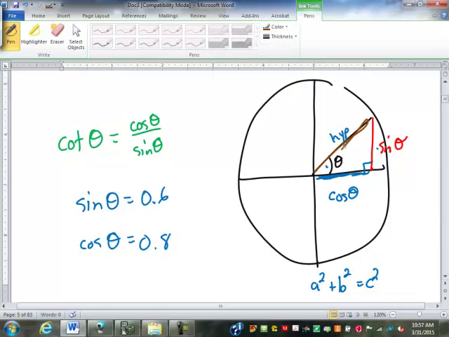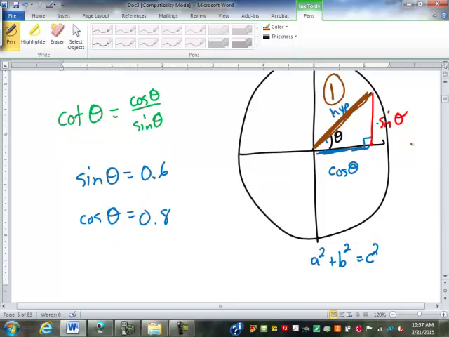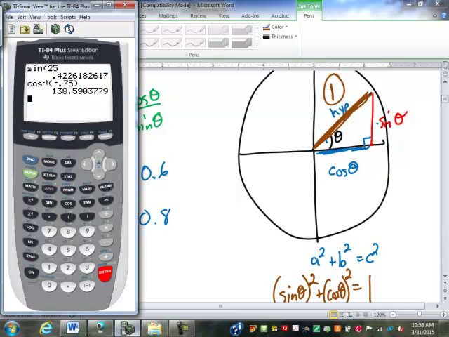Do we know what this length is? It's always what? 1. It's a unit circle. 1 unit is the radius. So we know that a squared plus b squared equals c squared. In this case, c is 1. What's 1 squared? 1. Very good. So a squared would be the sine. So the sine of the angle squared plus the cosine of the angle squared has to add up to 1. What's 0.6 squared plus 0.8 squared? Hey, it's 1. You didn't think I was going to screw that one up, did you?